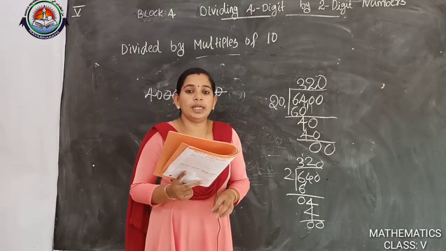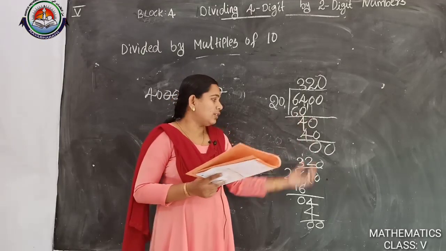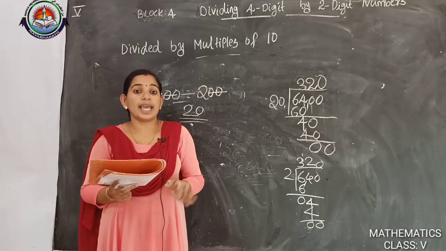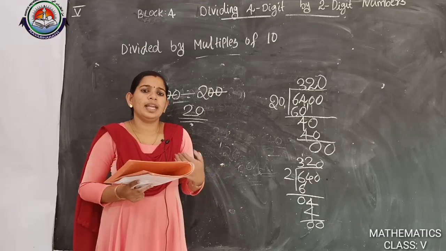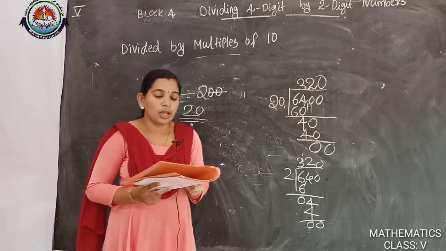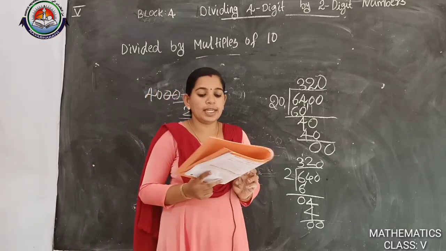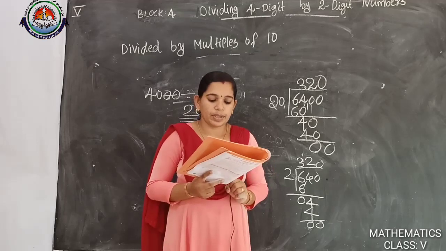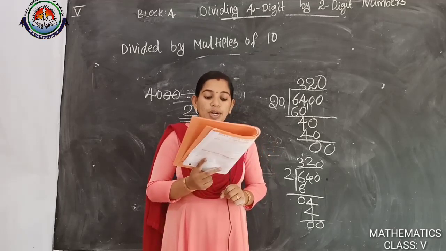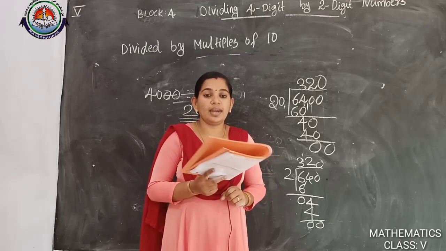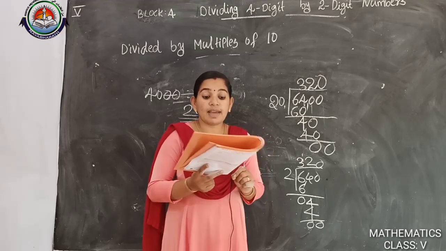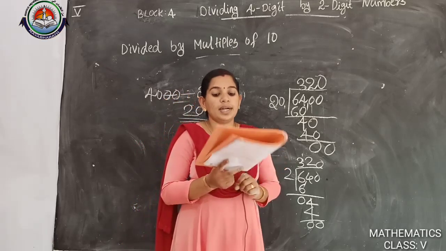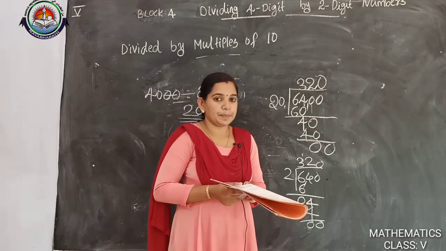A. 4,800 divided by 40. Use the long division method or the easy method; cancel the zeros and write the answer. Any method you can follow. B. 6,300 divided by 90. C. 7,200 divided by 80, and D is 4,970 divided by 70.